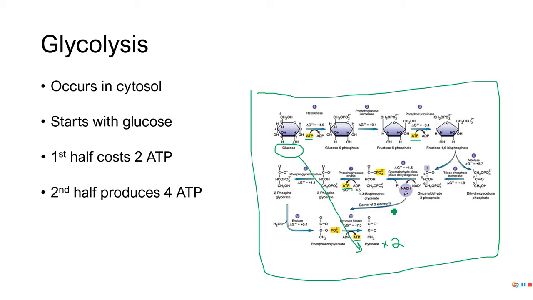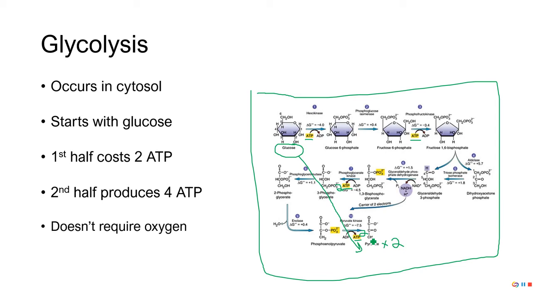Now remember, this splits at step 5, so we actually end up with 2 molecules, which ends up having 2 pyruvate. So we end up with 2 ATP here, and then we get 2 ATP here. So we end up netting 4 ATP, right? We're at -2 halfway through, and then we gain 4 back, so we're +2.